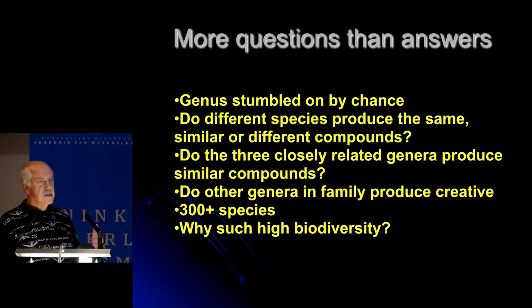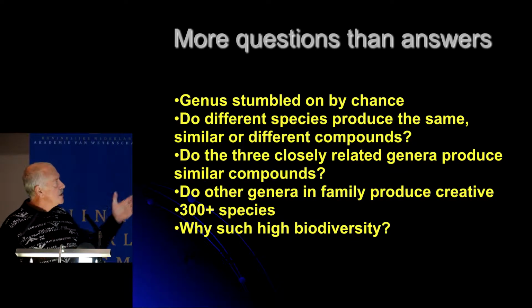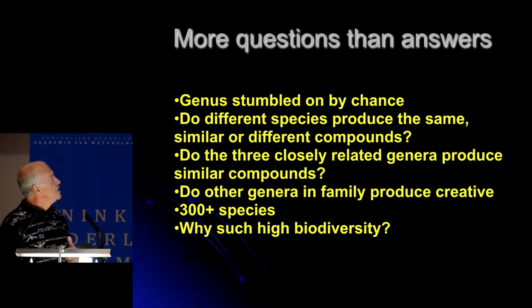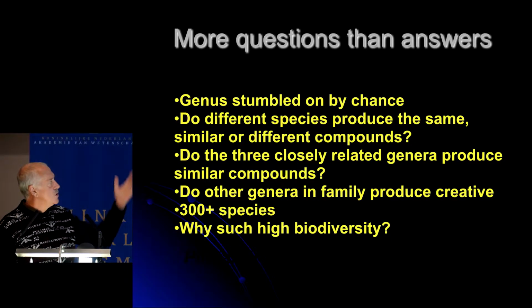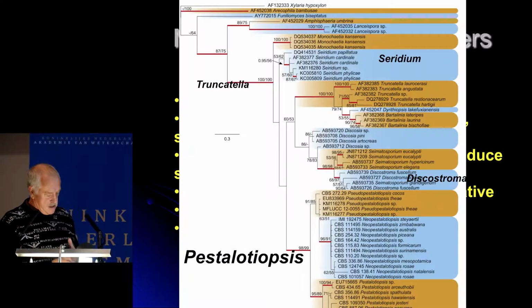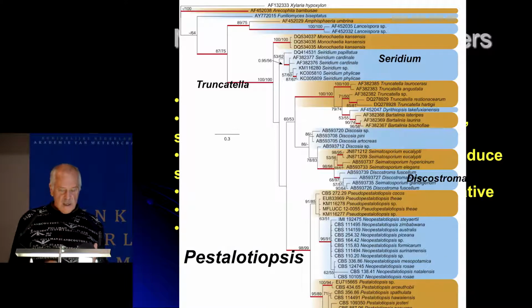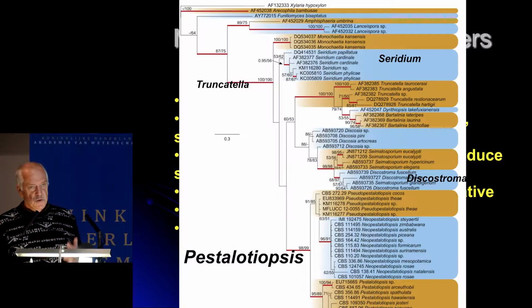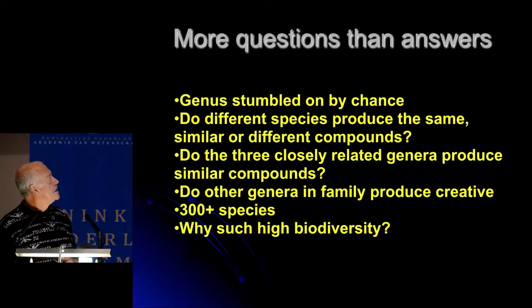Do different species? Now we know what the species are, so we can look at all the species. Do the genera, the 3 different genera, produce different chemistry? And what about all the other genera in the family? So if you look at the family at the moment, Amphisphaeriaceae, are any of these taxa related to Pestalotiopsis, ones like Discostroma? Maybe they are equally as creative in producing novel chemicals.